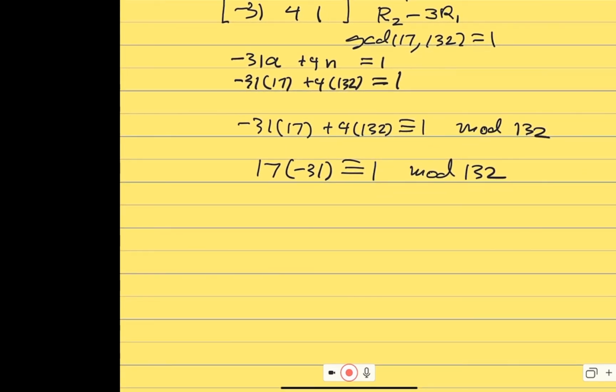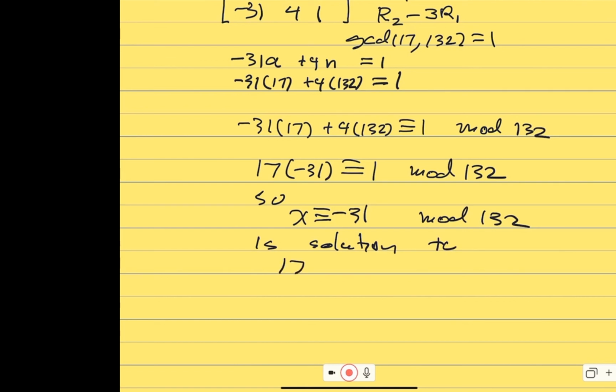So if we're solving 17x is congruent to 1 mod 132, then x congruent to minus 31 mod 132 is our solution.